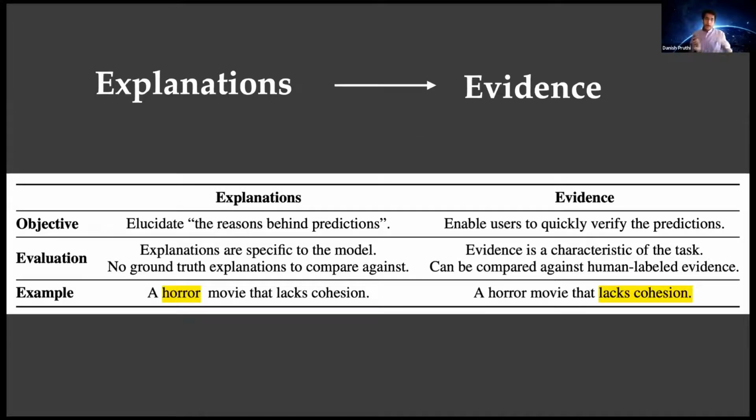Evidence, contrary to explanations, is more of a property of the task rather than the model. Evidence enables people to quickly verify predictions, whereas explanations are more meant to elucidate the reasons behind predictions. And evidence is, of course, simpler to evaluate because you can compare it to ground truth evidence and compute overlap and so on. One example here is the sentiment task, where let's say the review is a horror movie that lacks cohesion. It might so happen that a lot of the data was such that horror was correlated with the negative class. People have found that in IMDb particularly, the word horror is very correlated to the negative class. So maybe this looks like an explanation, whereas good evidence for this might be that the movie actually lacks cohesion.